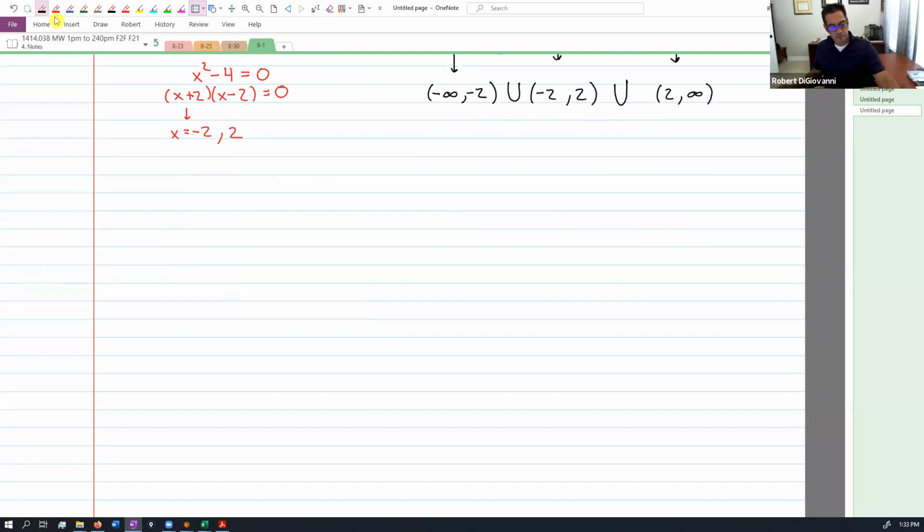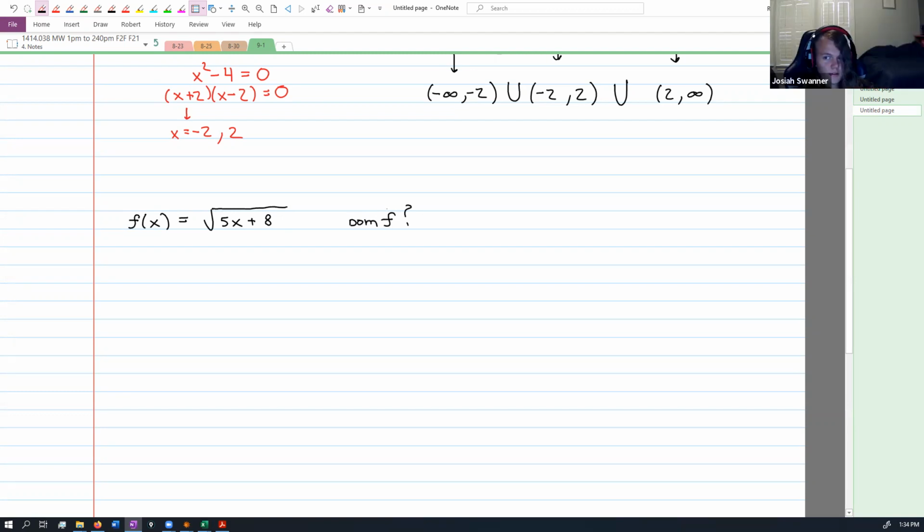Okay, let's do another one. All right, we have a square root, right? So what is the domain of this function? So what is the condition we have with square roots in this class? What can we not do? You can't take the square root of a negative number. Can't have a negative under a square root. Do we all agree with that? We all understand that? You cannot take the square root of a negative number.